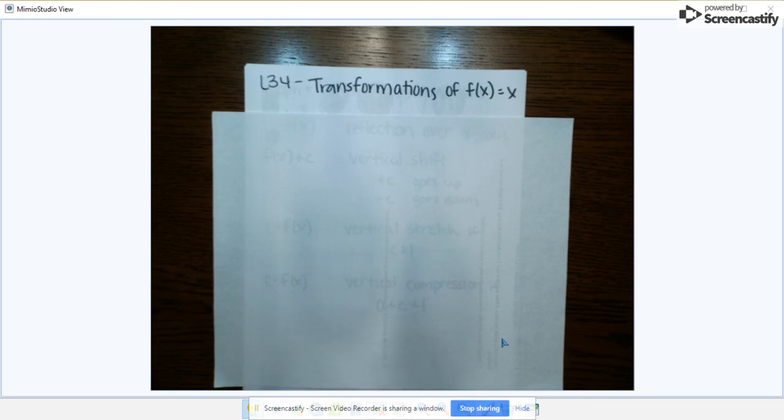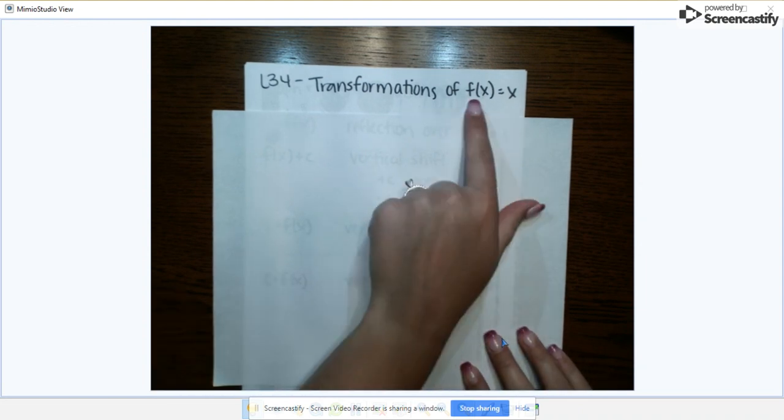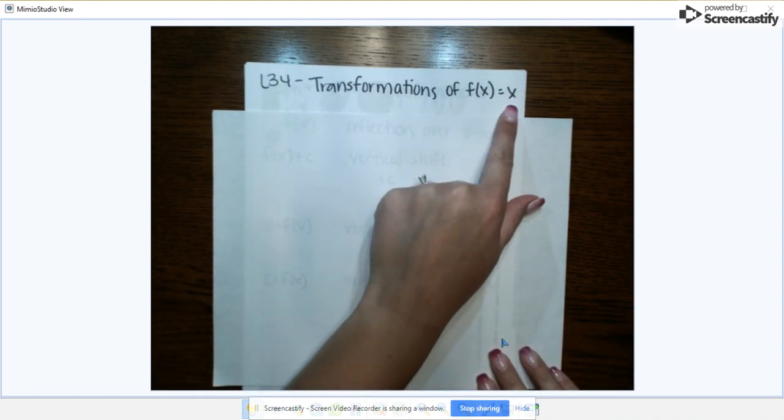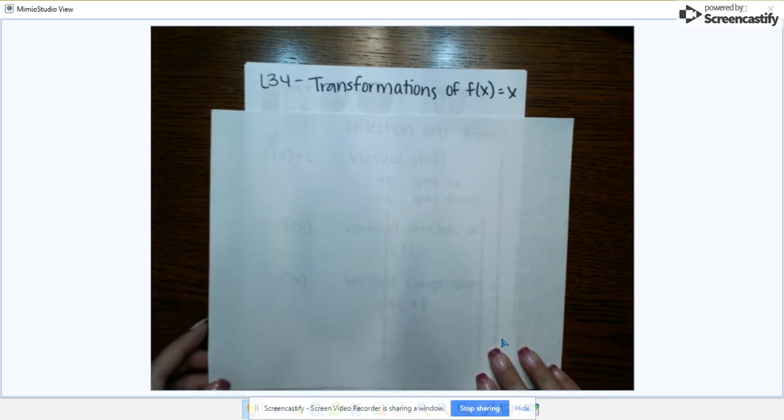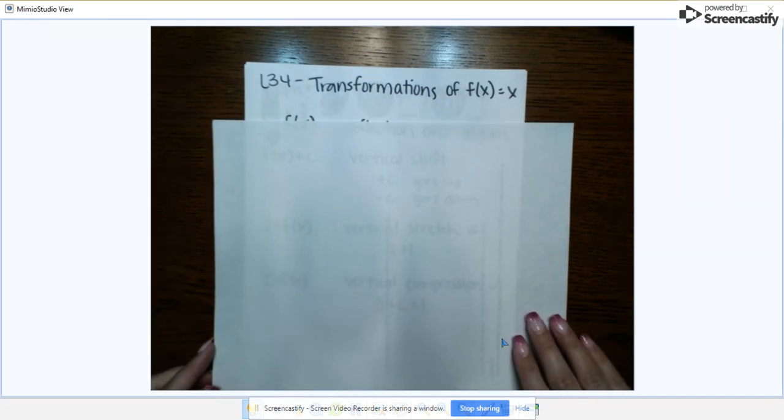Hey guys, we're going to finish up lesson 34. We're going to talk about some transformations of our linear equations. So remember, f of x, our parent function, is just the line x. So it has a slope of 1 and it goes through the origin.